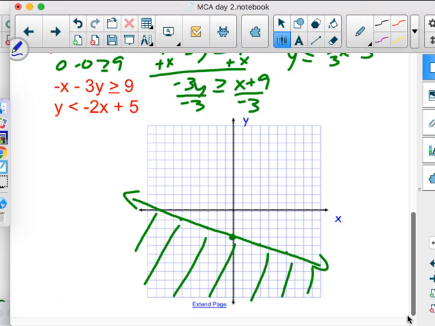Instead, bottom one is already y equals mx plus b. So we go up 5. But our slope is negative again, so we have to go down 2 and right 1.